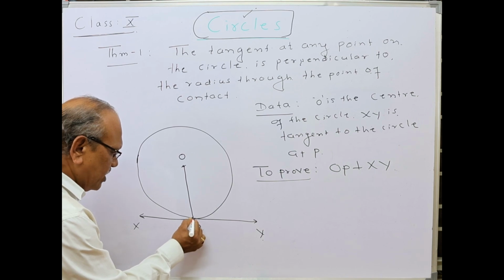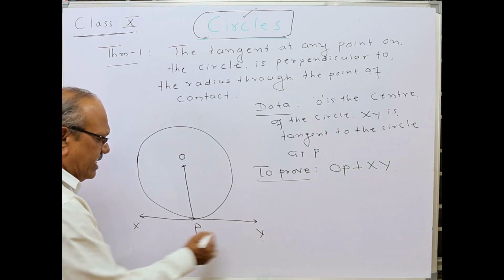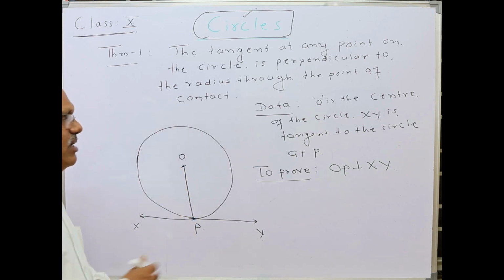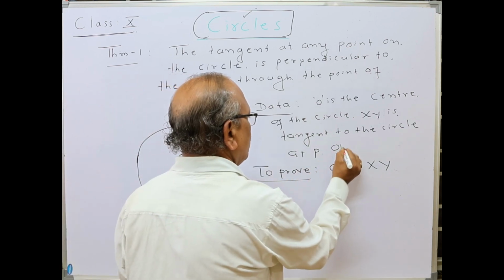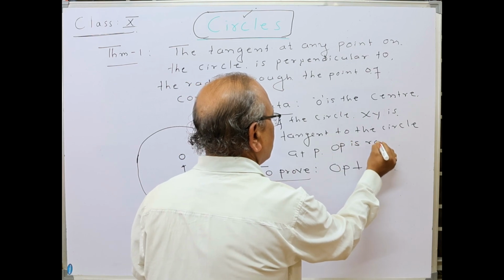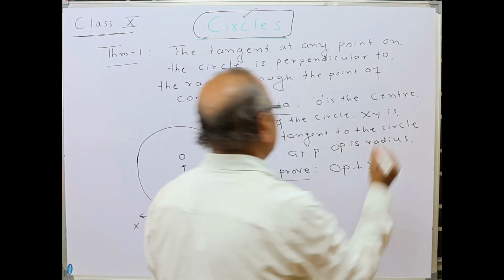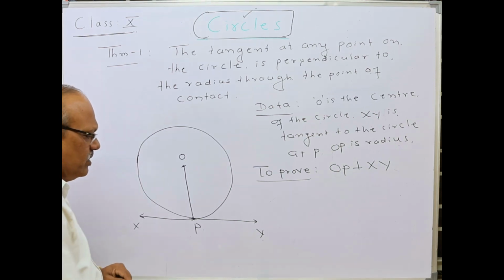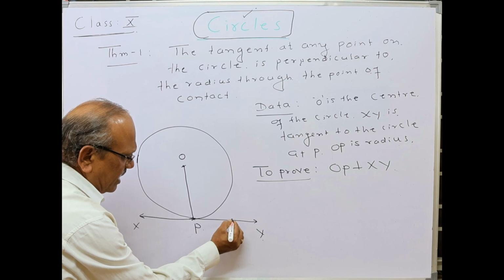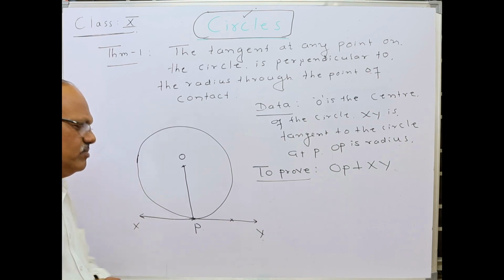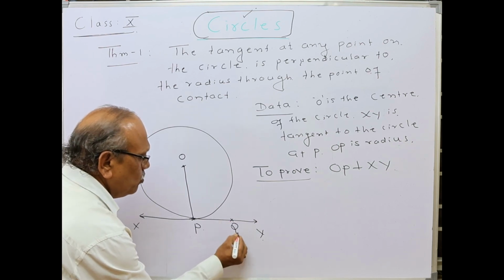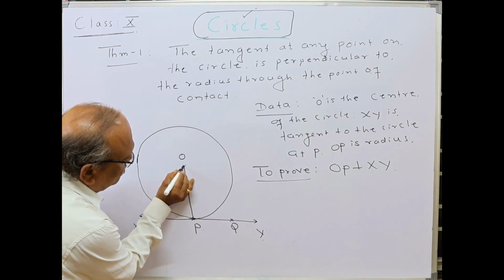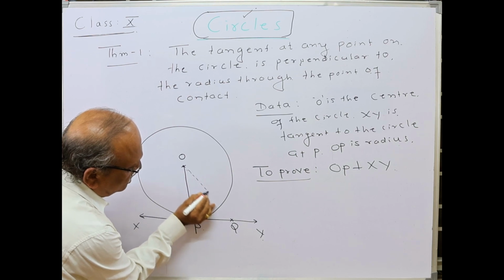P is touching the circle. As XY is the tangent, it meets the circle at the point P. We are joining OP, which is the radius of the circle. What are the possibilities of proving this? Let us try to think. Let us make a small construction before we prove this. Let me mark a point Q on the tangent and join OQ, from O to this particular Q.